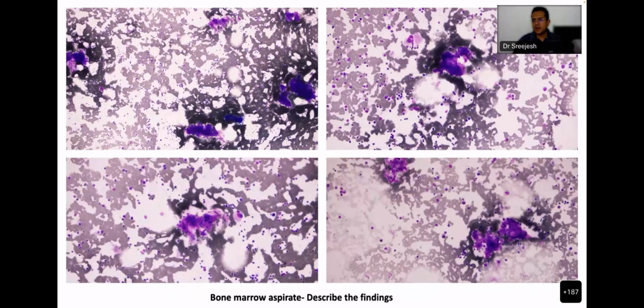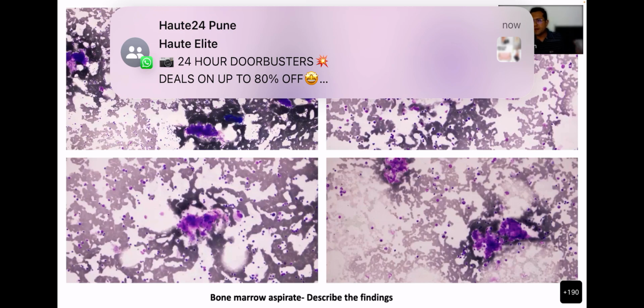You can say it's a cellular smear, but yes, there are no definite particles. I don't think these are particles. Maybe it looks like particles in the picture, but these are not particles. It's better not to comment whether it's hypercellular or hypocellular or normocellular. You can just say it's a cellular smear. You have enough cells, but it's not the ideal aspirate to comment on the cellularity. At this power she could see some plasma cells.